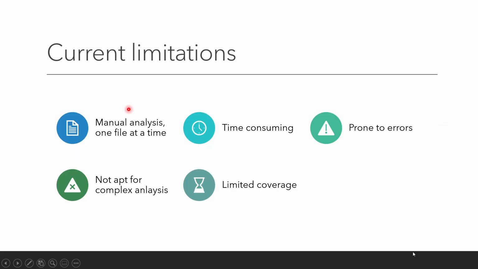But there are certain limitations. This kind of analysis is mostly manual, and you do one file at a time. It is also time consuming. Let's say you have to analyze emission tests from 20 different cars in a given time; then this kind of process is quite time consuming. And if there is time pressure where you have to analyze a lot of files in a given amount of time, then it will be prone to errors. These tools are really good for complex analysis, which we will show in one of the use cases. And there are also limitations in that you can do only so much, so there is limited coverage.